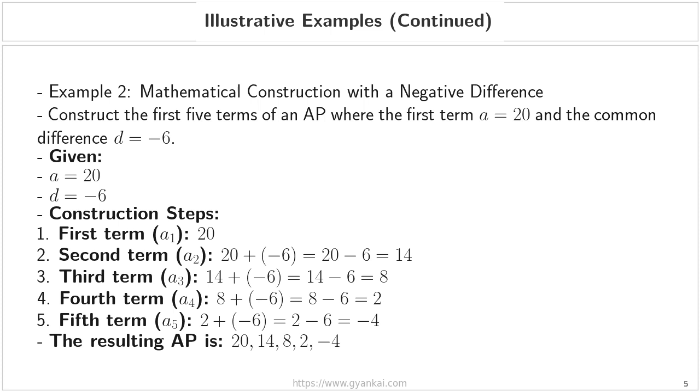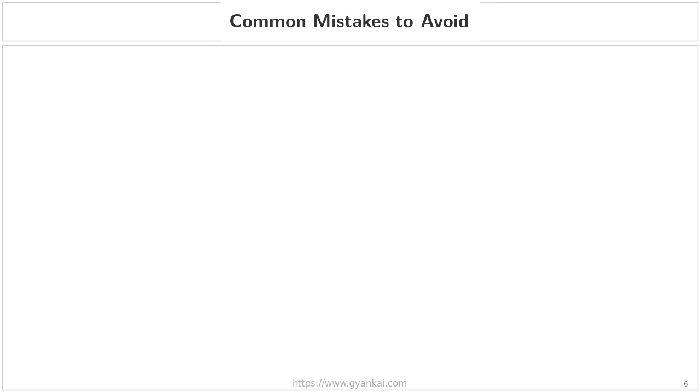Notice how the numbers are getting smaller. This is exactly what happens when the common difference is less than 0. As we move to the next slide, I'll point out some specific pitfalls to watch out for when working with these negative values. Common mistakes to avoid.